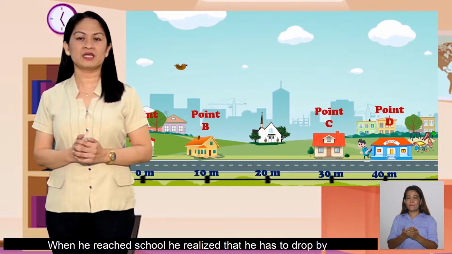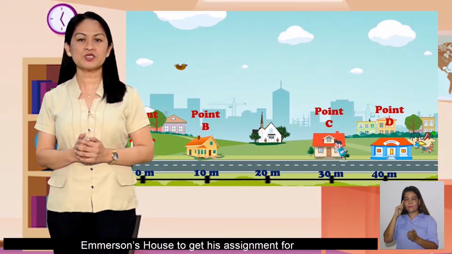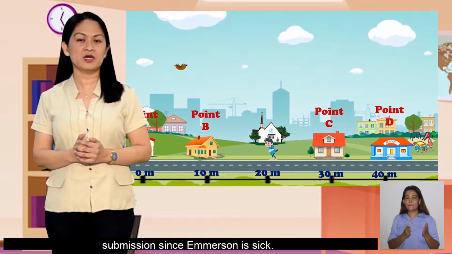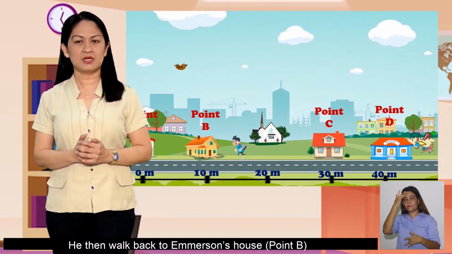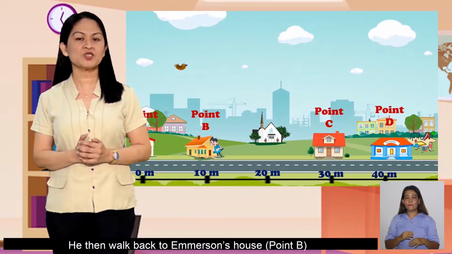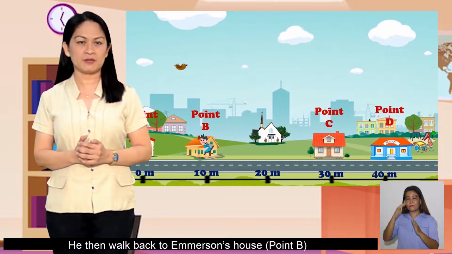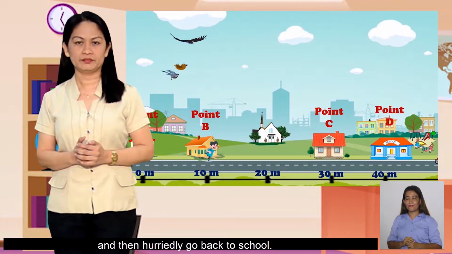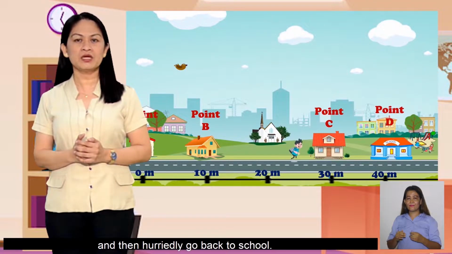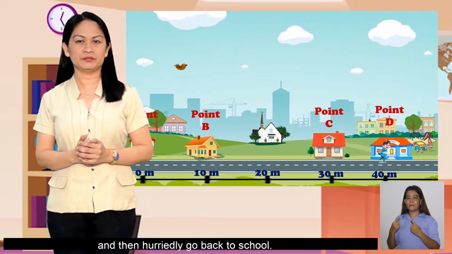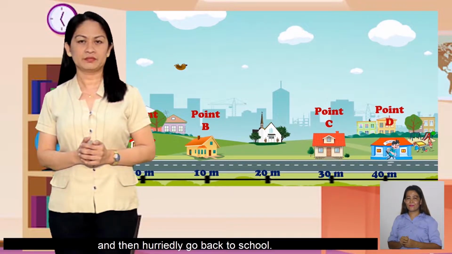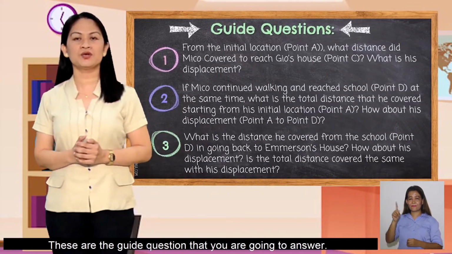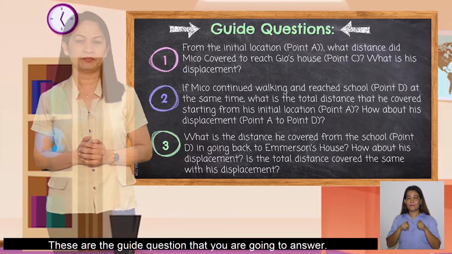he realized that he has to drop by Emerson's house to get his assignment for submission since Emerson is sick. He then walked back to Emerson's house, point B, and then hurriedly go back to school. These are the guide questions that you are going to answer.